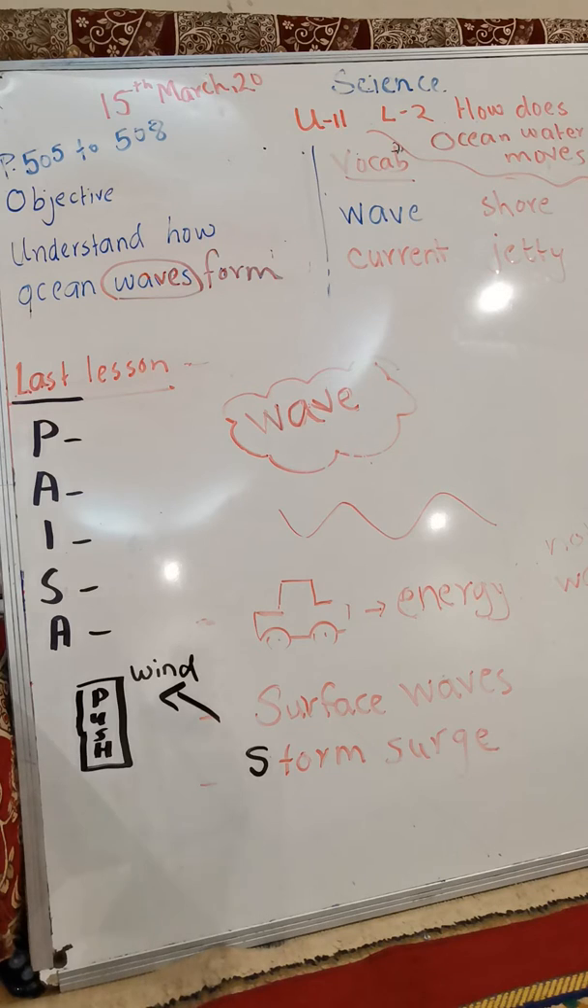The oceans we studied with the name PASIA. P is Pacific Ocean, A is Atlantic Ocean, I is Indian Ocean, S is Southern Ocean, and A is Arctic Ocean. So these are the names we have discussed, and these are the 5 different oceans of the world.